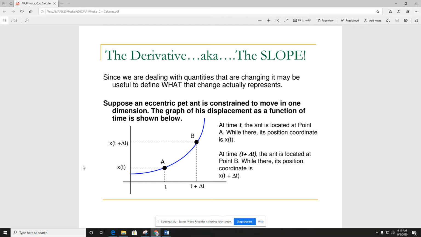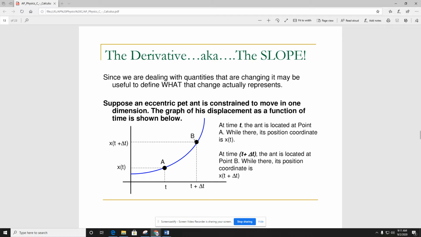All right, so let's talk some more about those derivatives. Here's an example graph. It says, suppose an eccentric pet ant is constrained to move in one dimension. The graph of his displacement as a function of time is shown below. At time t, the ant is located at point A. While there, its position coordinate is x.